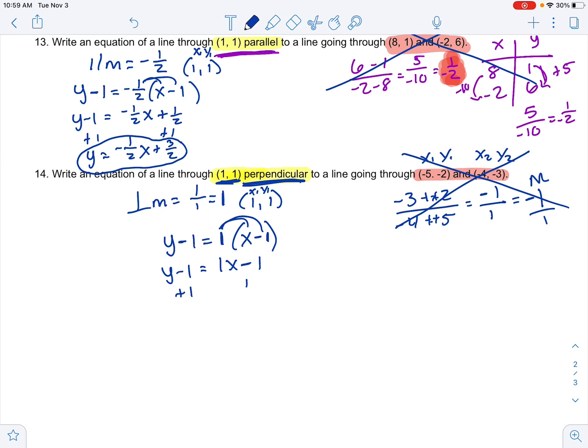Okay, we're going to add 1 to both sides. This 1 is gone, so we have y equals 1x, negative 1 plus 1 is 0. So you can leave it just like that. Or you can put a plus 0 on the end. It is completely up to you. So those are our notes for writing equations of parallel and perpendicular lines.